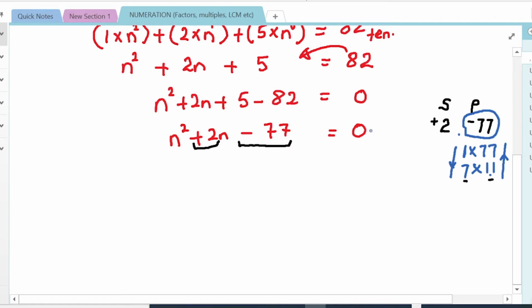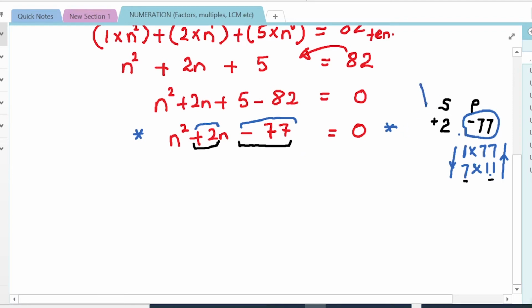So what does this mean? This means that this quadratic equation cannot be simplified by simply getting two figures, one giving you a sum of positive 2 and the other giving you negative 77. So what do we do? When you encounter such an issue, it means that you solve it using a technique we call completing the square. So that is what we are going to do now.